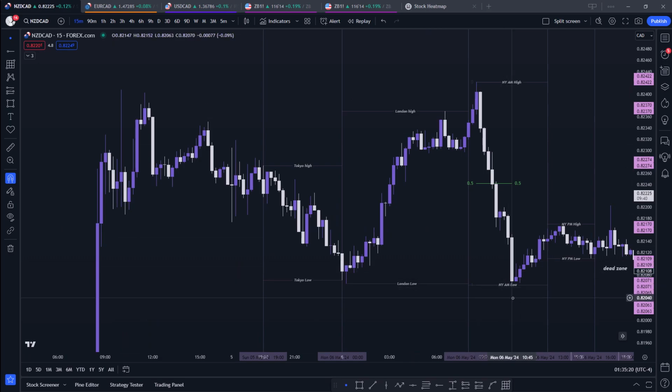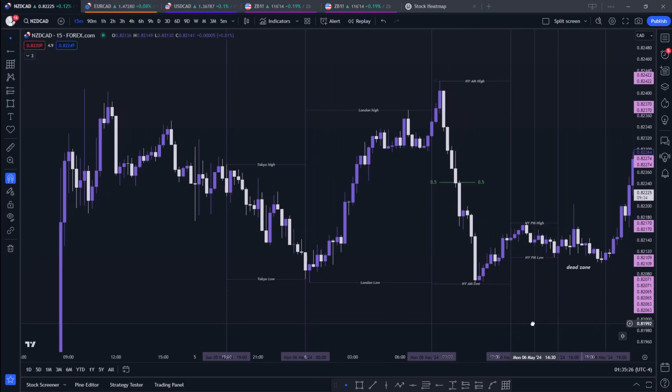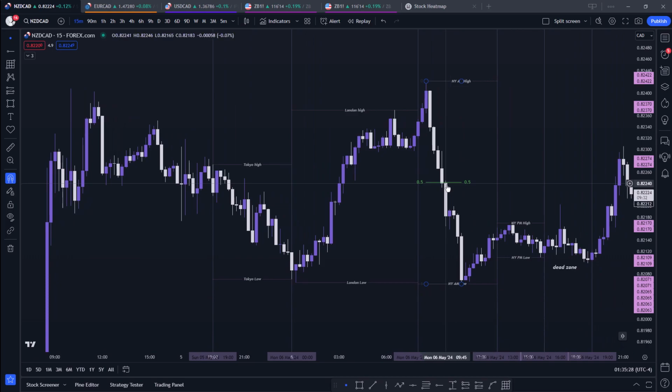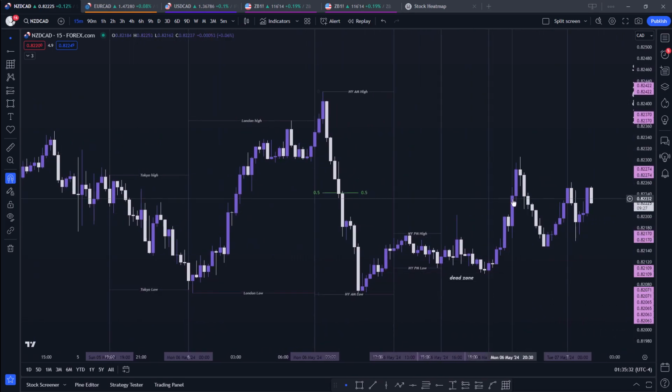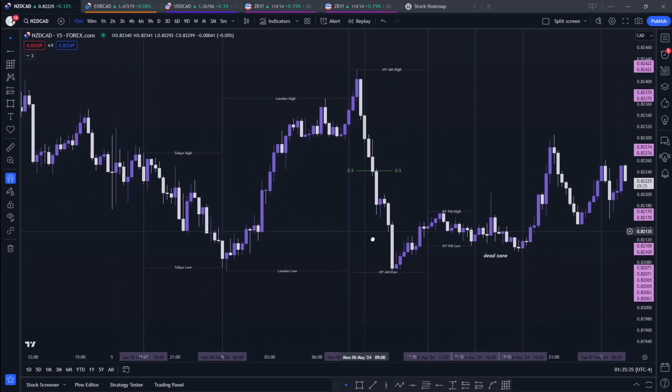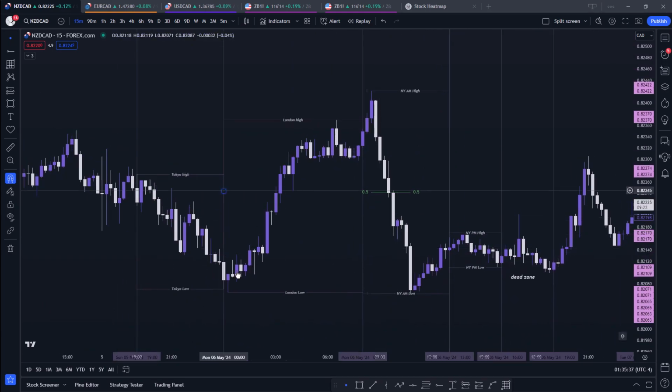90% of the time we're going to get price heading back to the equilibrium of any range, and we see price eventually comes back to the 50% right there. And this happened during the Asia session. So this is essentially what I mean when I'm talking about session-based liquidity. Of course, the same as we just did with the IPDA data range applies here.